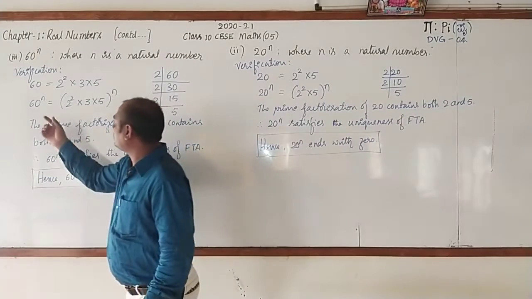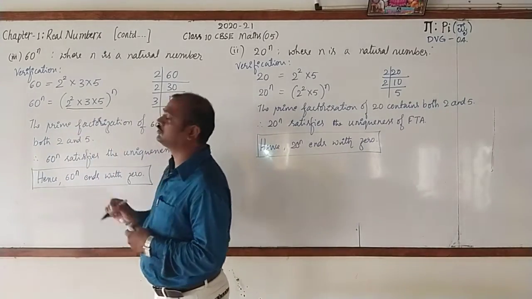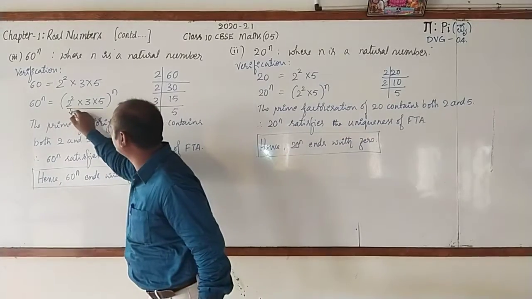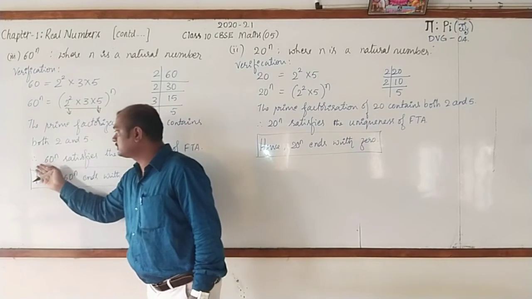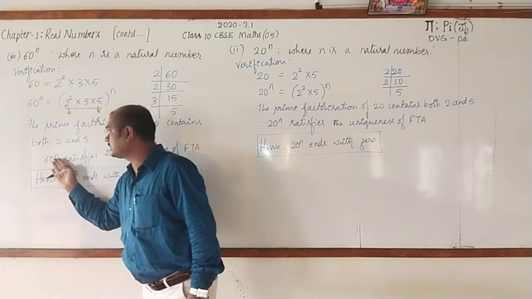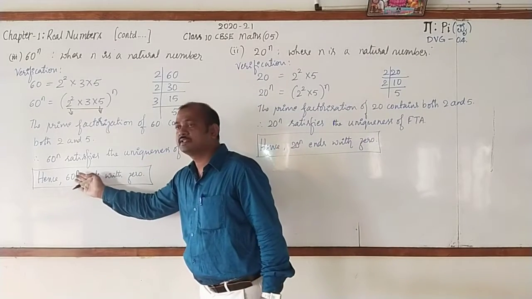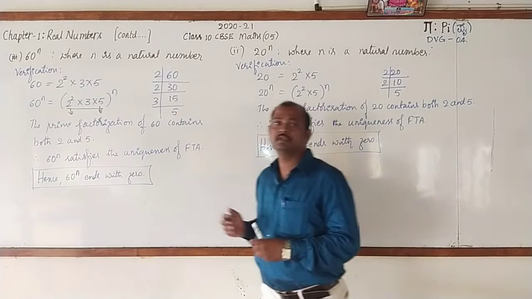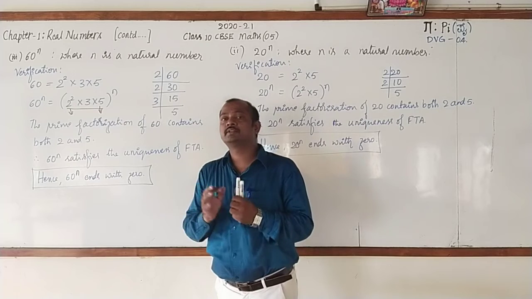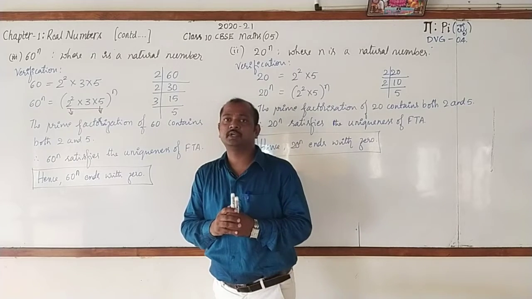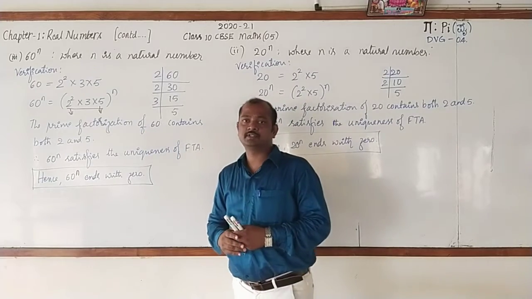Observe here. The prime factorization of 60 is 2 square into 3 into 5. It contains both 2 and 5. Therefore, you can say that 60 raised to the power n satisfies the uniqueness of FTA. Hence, 60 raised to the power n ends with 0. Clear? I hope that you have understood. From the examination point of view, it is important and can be given for 2 marks. You can put a double star mark for this.